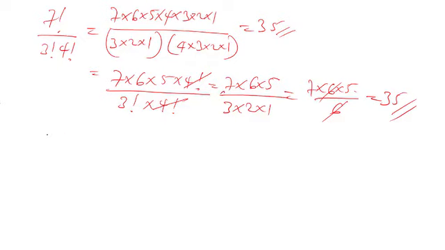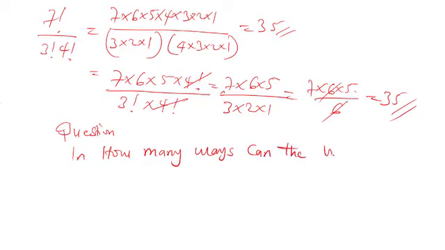In how many ways? Let's do this. Let's do another question. In how many ways can the word banjo be arranged? In how many ways can you arrange this word banjo? How many letters do we have here? We have 1, 2, 3, 4, 5, 6.